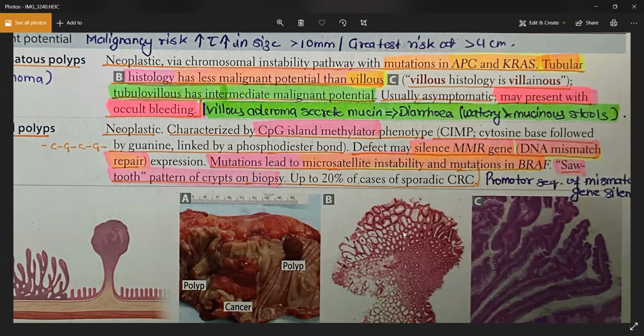In case of a villous polyp, you can see all these villi forming a structure within the polyp, right? This is the villous polyp. Okay, and the third one is a mix between the tubular polyp and the villous polyp, right? Which is known as a tubulovillous polyp.